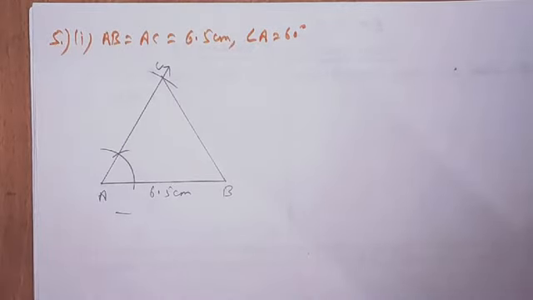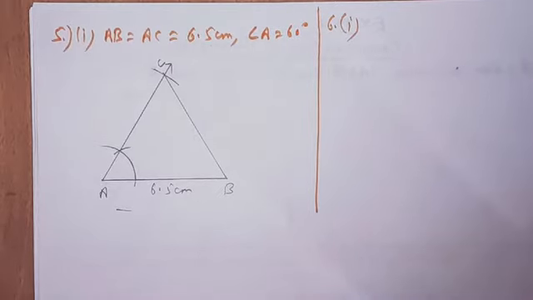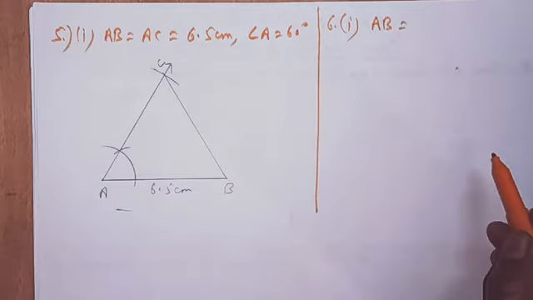Okay. Now the last question which I am taking is question number 6, first part. You have to practice up to question number 6 only. Here I have to draw an equilateral triangle. You know, in equilateral triangle all the sides are equal. AB is 5 centimeter.